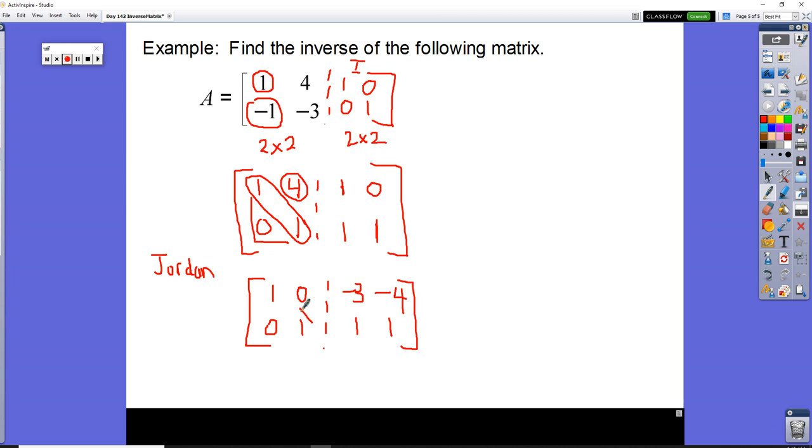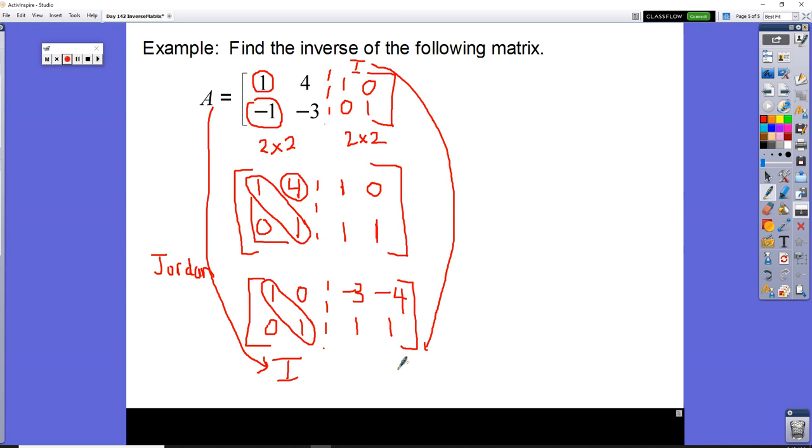Now, over here on the left-hand side, we can see that we have a diagonal of 1s and 0s everywhere else. We have managed now to turn our matrix A into an identity matrix. It took some work. We had to do that Gauss-Jordan process to make that happen. And as we were doing that work on the left-hand side, our identity matrix that used to be on the right-hand side has now turned into your inverse matrix. So the answer to this question is whatever ends up on the right-hand side of the dotted line. That is your inverse matrix.